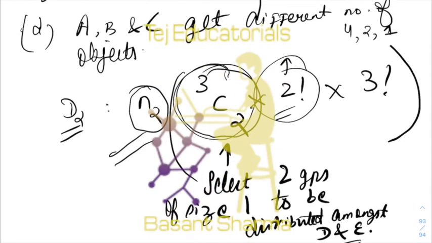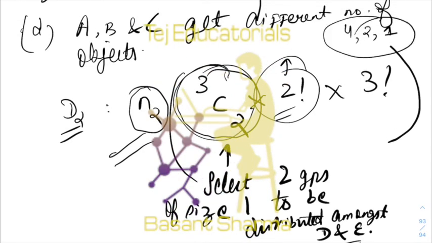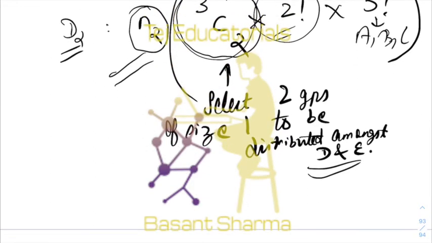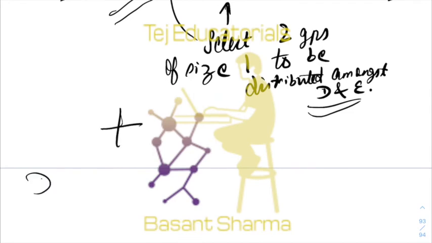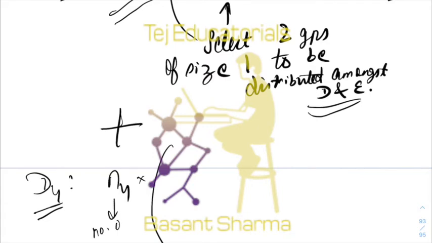And the remaining groups, which are of different sizes 4, 2 and 1, you can distribute amongst A, B and C in 3 factorial ways. Plus, corresponding to D4, you have n4 ways of grouping. Note that these are the number of ways of grouping, in which you have formed the required number of groups.